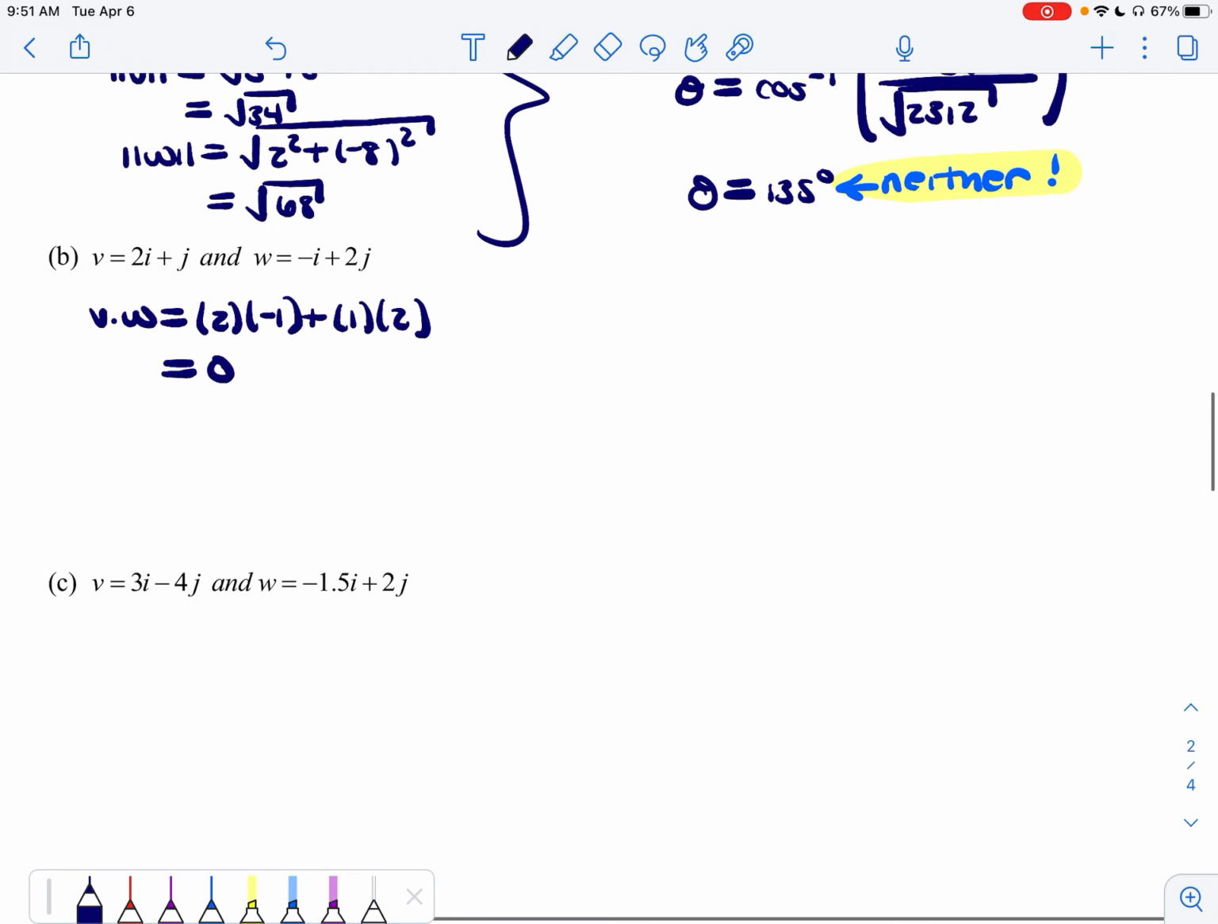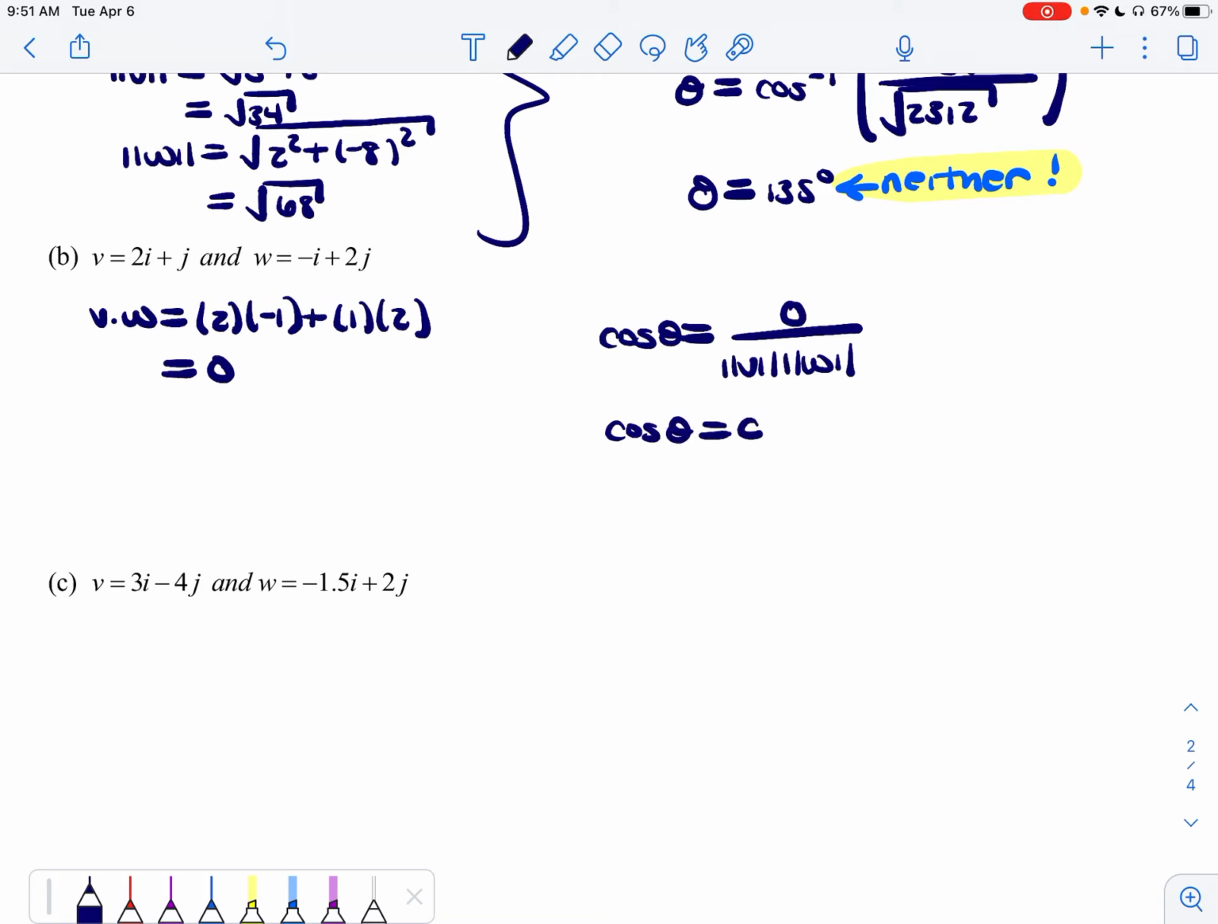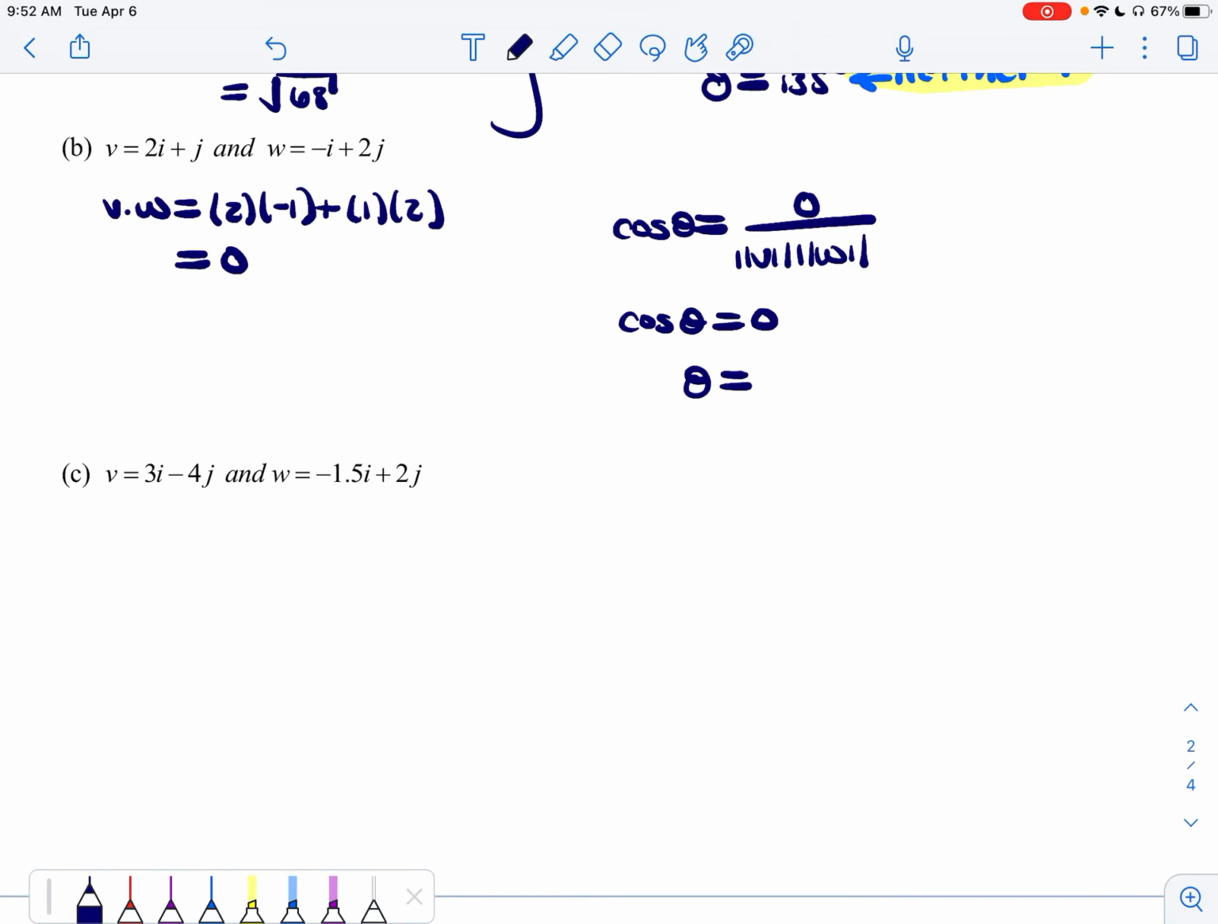Now, if you think about your formula, we know that cosine of theta is equal to V dot W, so dot product in the numerator, divided by the magnitude of V times the magnitude of W. But if we have a 0 in the numerator, then it doesn't matter what's in the denominator. This is just going to come out to 0. This is saying cosine of theta is equal to 0. Well, if we think about our unit circle, cosine of theta is equal to 0, then that is going to have to be a 90-degree angle, which means our vectors are orthogonal or perpendicular if you prefer.